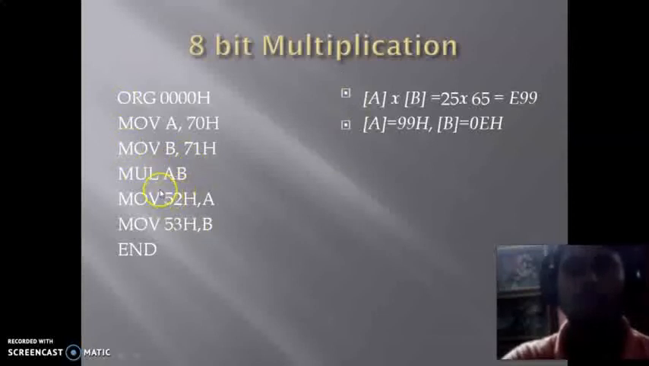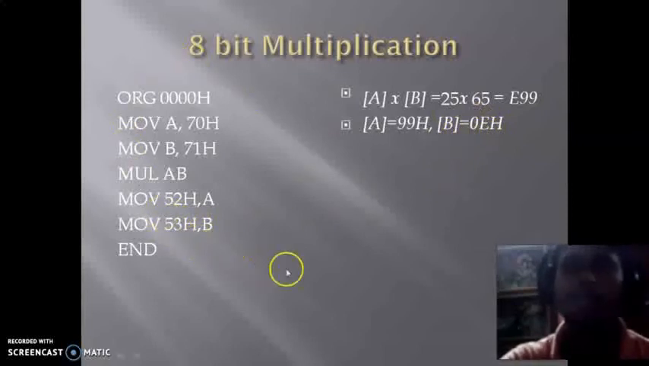After multiplication, the result will be stored into A as well as B, and the data of A can be stored into the next RAM location 52H, and the data of B will be stored into 53H. Say the content of A is 25, and the content of B is 65. So after multiplication, the data will be E99H. So 99H, that is the lower byte of data, will be stored into A, means into 52H, and 0EH, that is the content of B, means the upper byte of data, will be stored into B, means it will be stored into 53H.